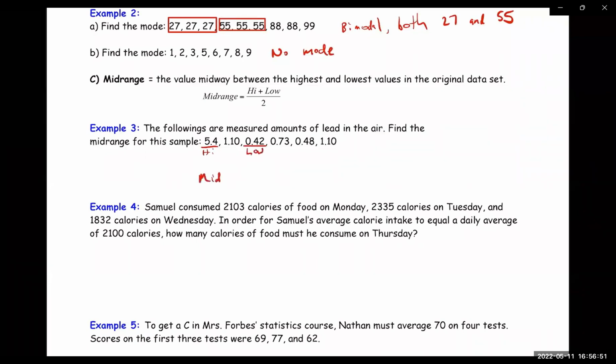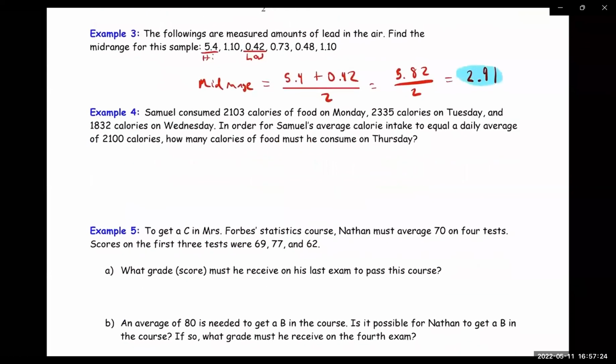All right, so the mid-range is going to equal 5.4 plus 0.42 divided by 2. So that's going to be 5.82 divided by 2, which is 2.91. All right, so that would be your mid-range value.